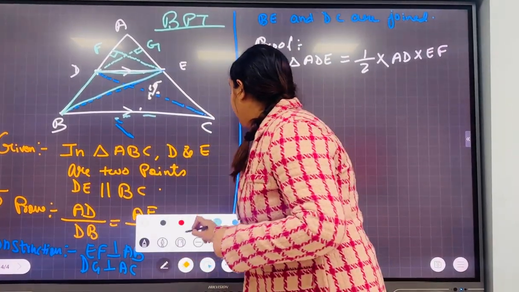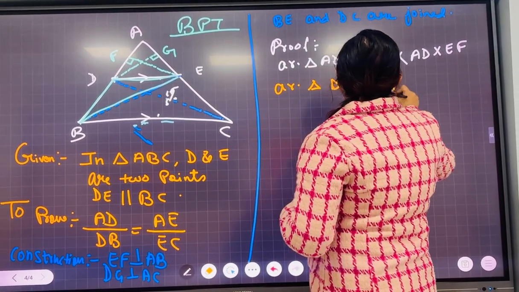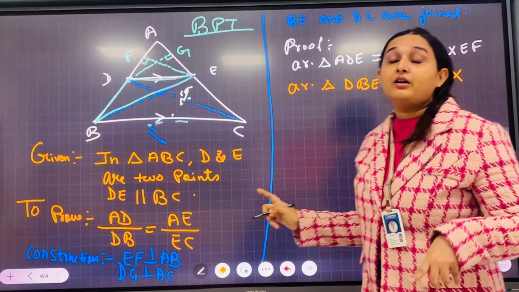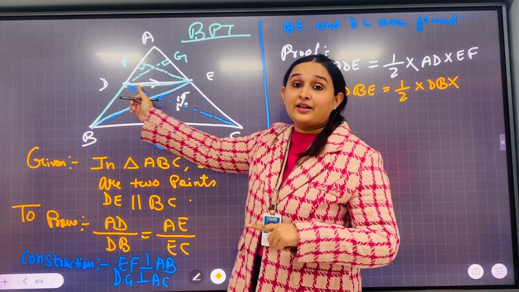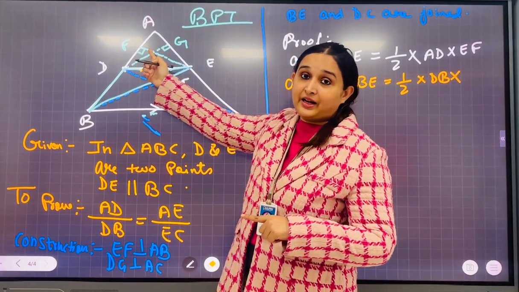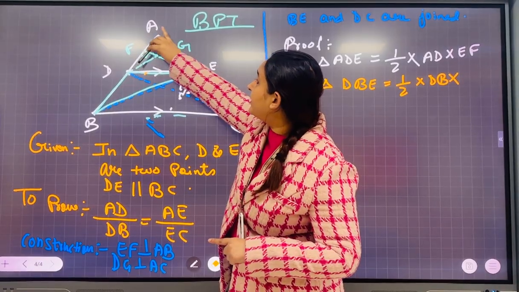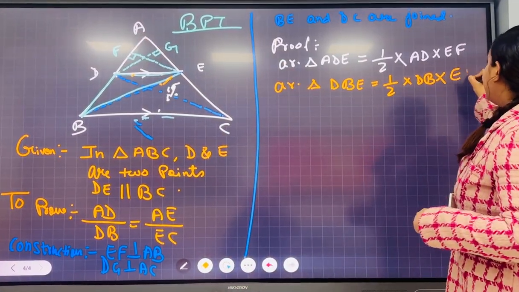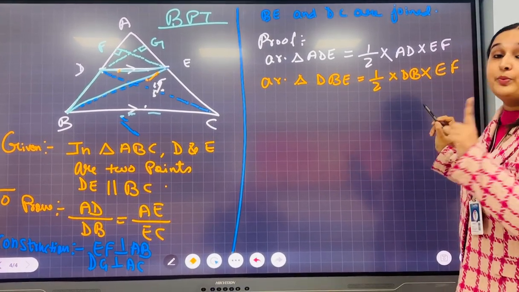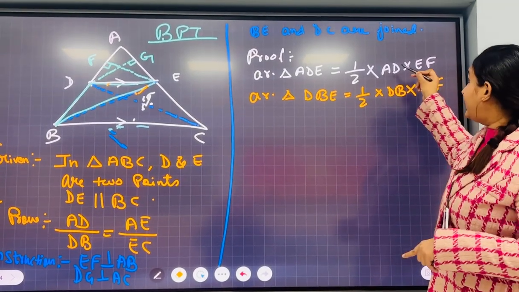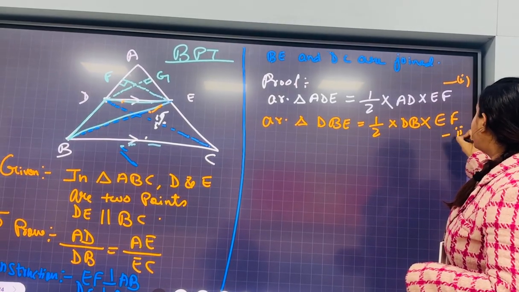So area of triangle DBE is again half into DB as the base, but the important point is what will be the height. It's an obtuse angle triangle, so the height will lie outside the triangle. Now which height, DG or EF? Of course, on DB, EF is falling. So I'll take EF. Can you see these two equations? EF is there, EF is there, right? It should be there so that you can cancel it and find the ratio of AD upon DB. Let this be equation number 1. Let this be equation number 2.